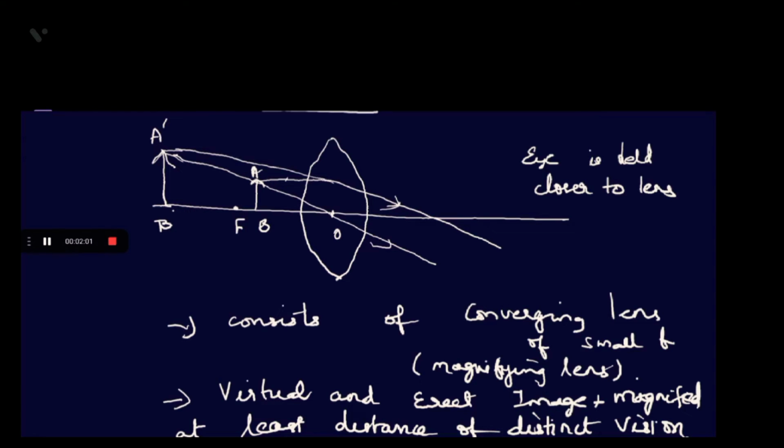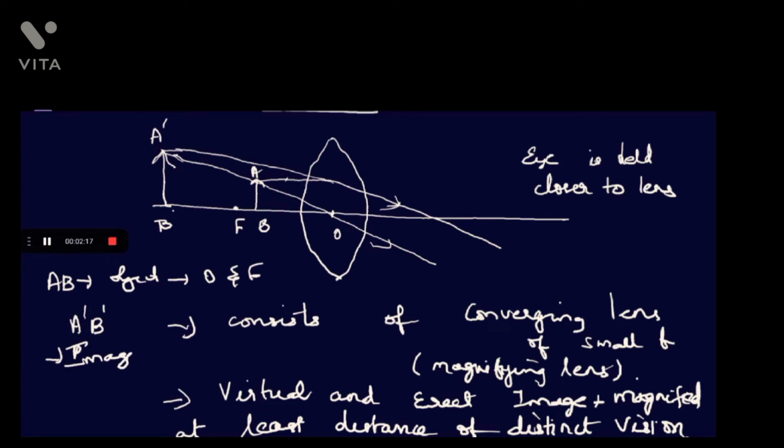So we have discussed that AB is the object, which is placed between the optic center and the focal length and perpendicular to the principal axis, so that a virtual and magnified image is formed as A dash B dash, which is the image. And we know that this OB dash is nothing but capital D, that is the least distance of distinct vision, which is the image distance.